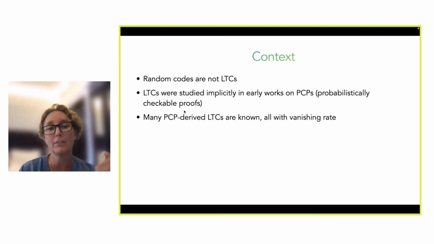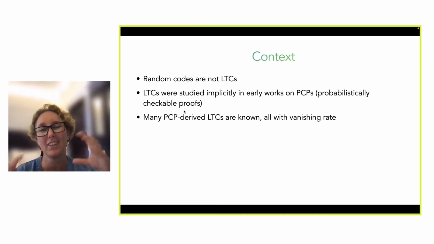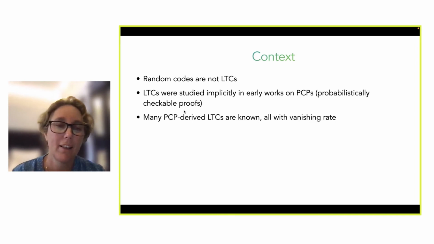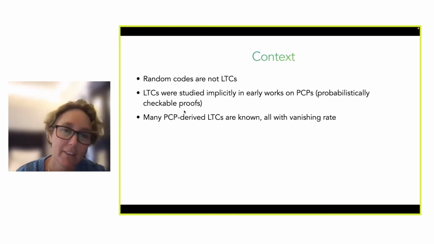And we know of many different locally testable codes that are derived from PCPs, but all of them are not good codes in the sense of information theory. In information theory, we like error correcting codes to have as little overhead as possible. Another way to say it is that the rate of the code needs to be positive. You can't have the rate going to 0, which means that the number of code words is tiny.